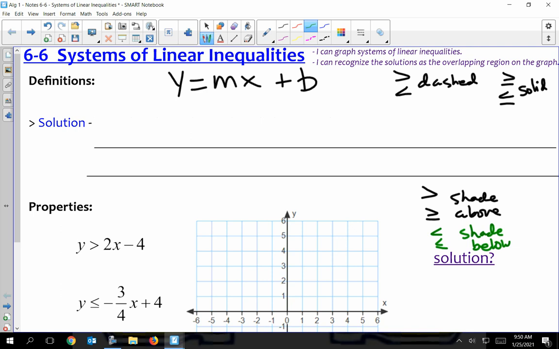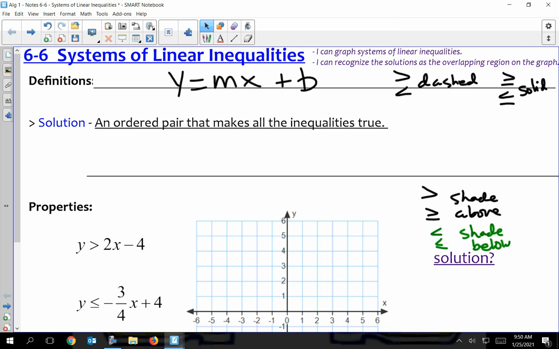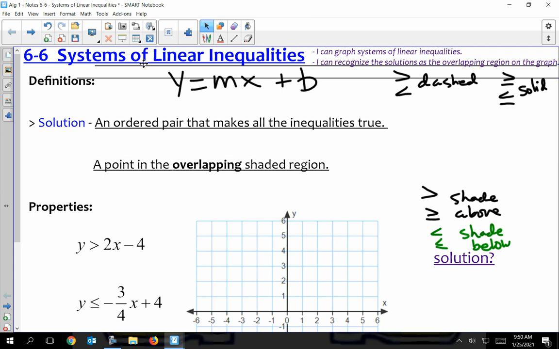So let's go to this first definition here, the solution. It's any ordered pair that makes all the inequalities true. When it says all, in this case, it really just means both, because we're only working with two. An ordered pair that makes all the inequalities true. So remember, that's an x and a y. That's what an ordered pair is. And the points in the overlapping shaded region.